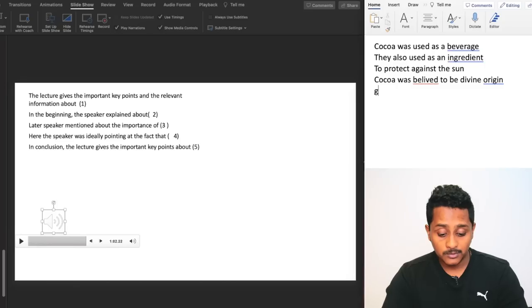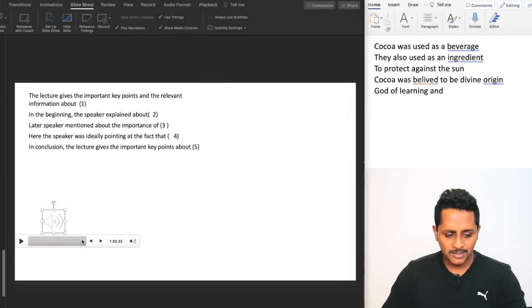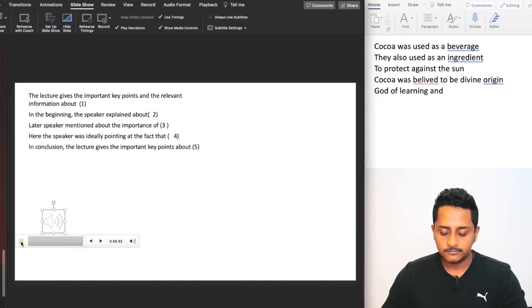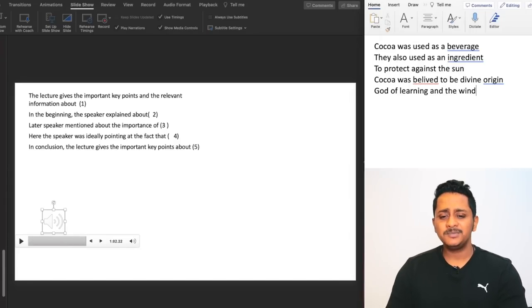The words were difficult, so intentionally I have chosen this where I was not able to write more. I missed the last words, God of Learning. I'll just play the last one because I was about to write that. Give mortals some of Quetzalcoatl's wisdom, God of Learning and the Wind. And the Wind. It's okay. I've written less, but this is enough.